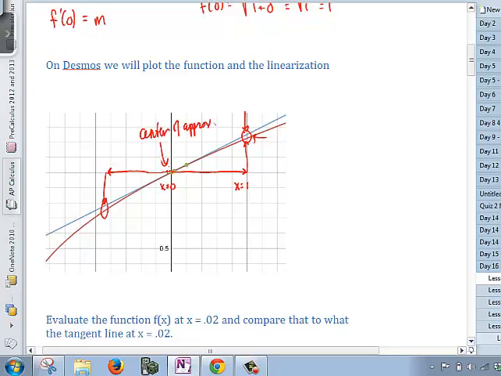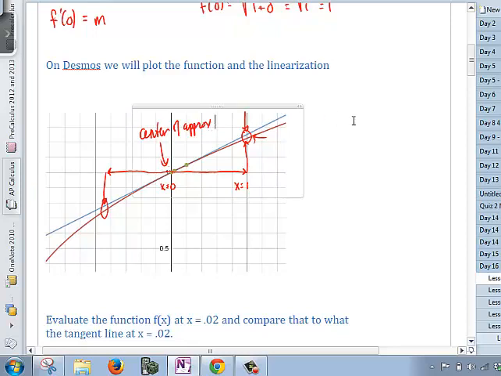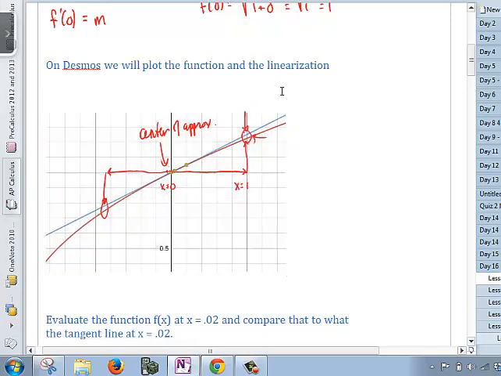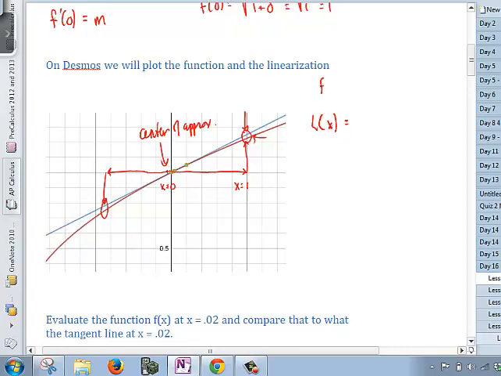Well, I hope this video has helped you understand what a linearization is used for, because it's definitely easier to compute a linear function. If somebody asks you to guess what the square root of 1.01 is, you would be far better off to use this approximation, the linearization, to make your guess than to try to figure out the square root of 1.01.